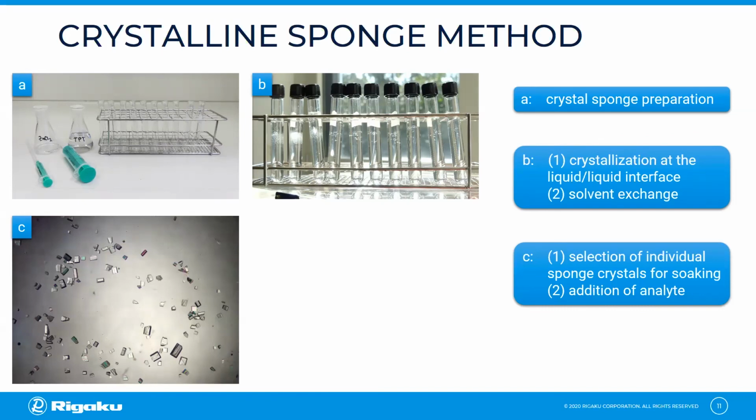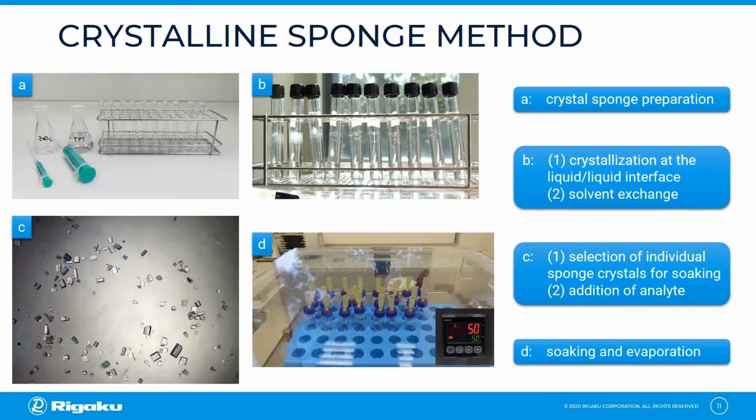Single sponge crystals are selected under solvent and transferred to conical shaped microvials, together with the addition of 1 microgram of analyte. You want to pick just the very perfect crystals with well-developed faces, without cracks or any attachment to them. The vial is then pierced with a short cannula and the soaking and solvent evaporation process is performed at 50 degrees Celsius usually.